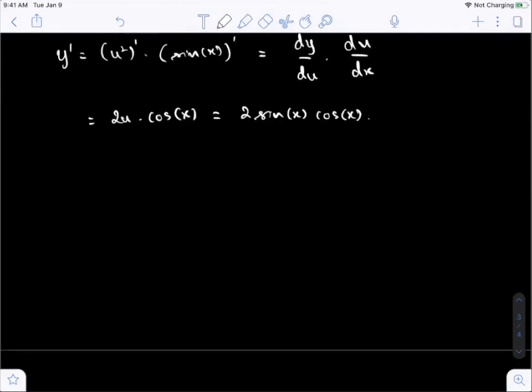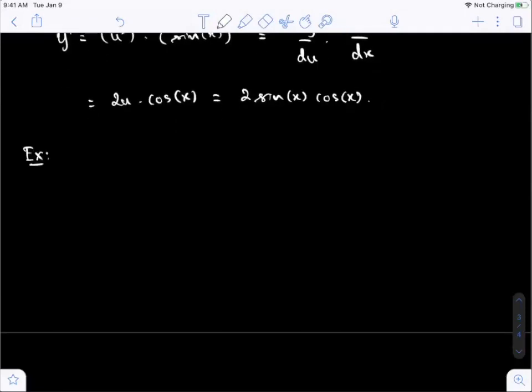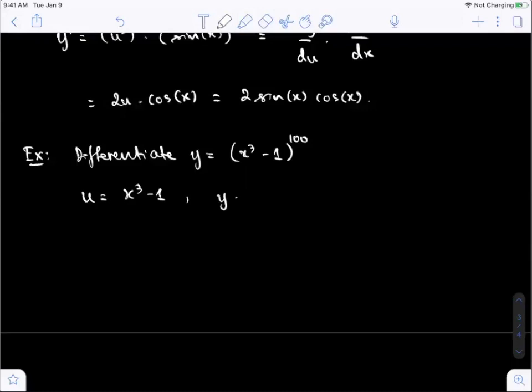So I'm going to give you another example. Differentiate y equal to x cubed minus 1 to the 100. So the inside part is x cubed minus 1. So you let u equal to x cubed minus 1. And the outside part is the power 100. So you have y equal to u to the 100.